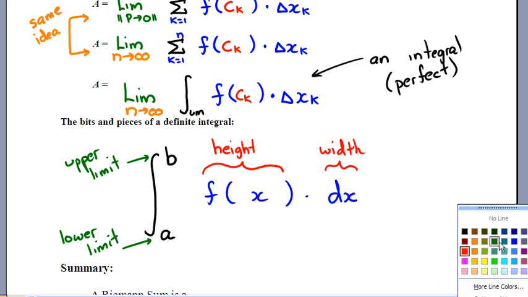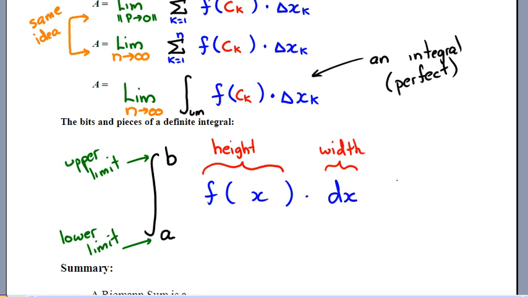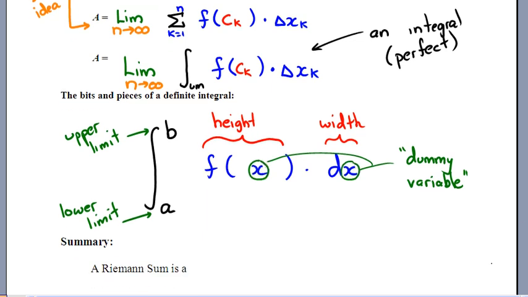The letter x in this picture here is what we call the dummy variable. Not that it's stupid, but because it could be any letter you want in the alphabet. It doesn't actually matter. Okay, so that's this thing and that thing. As long as they're the same, then we're okay. The whole thing is called an integral.